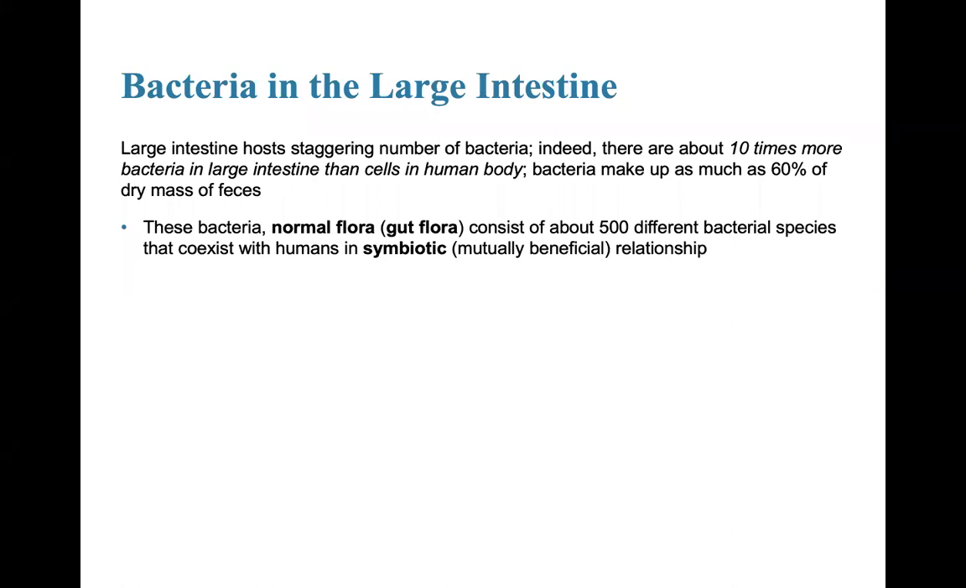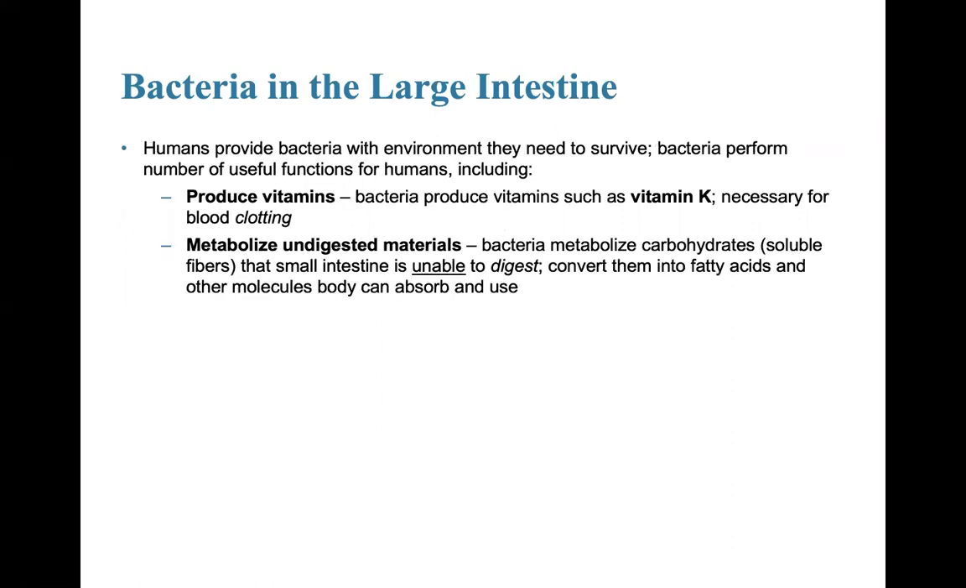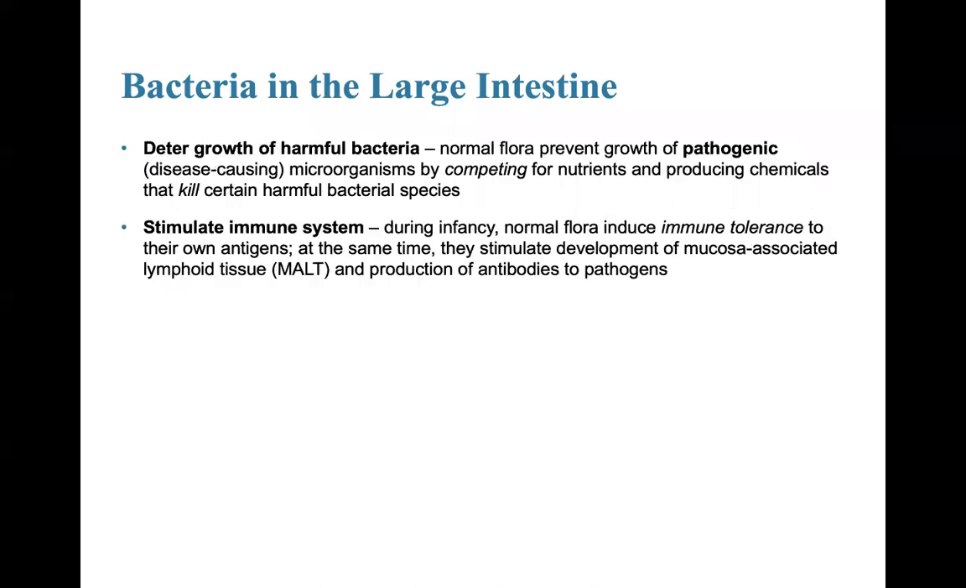These bacteria, which are referred to as your microbiome or normal flora or gut flora, consist of about 500 different types of bacterial species that coexist with humans in a symbiotic, mutually beneficial relationship. Humans will provide bacteria with the environment that they need to survive. The bacteria perform a number of useful functions for humans, including production of vitamins and metabolizing any undigested materials.